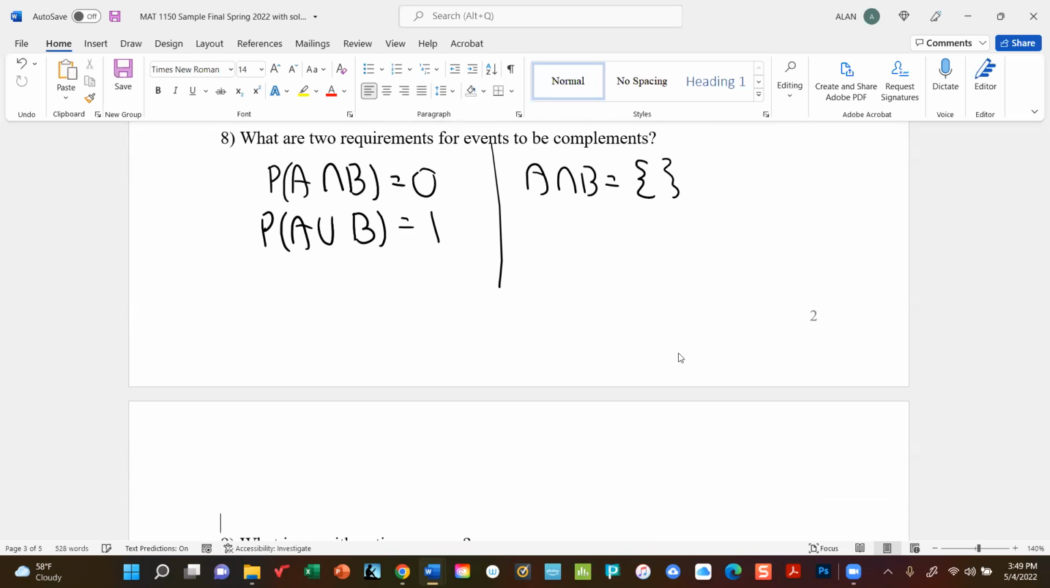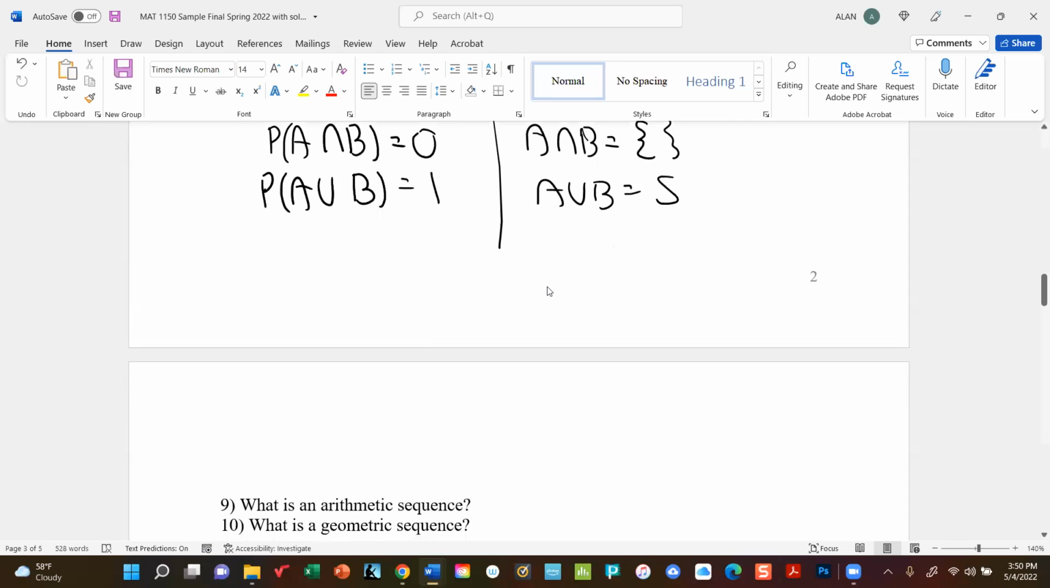The intersection between A and B is empty, which means they're mutually exclusive, and their union is the entire sample space. So you can pick either or. Either the ones on the left or the ones on the right will prove that A and B are complements. And remember, the example we used was like the red and the black cards in a deck, because the cards all have to be either red or black, but there are no cards that are both.